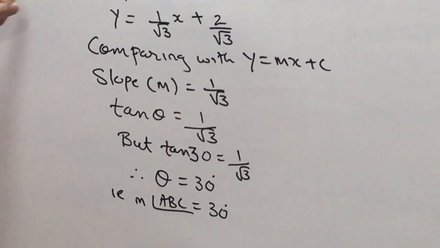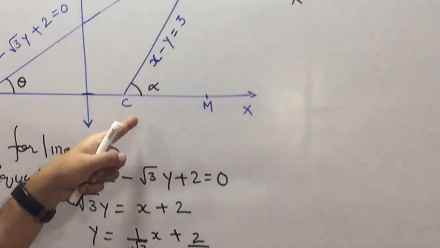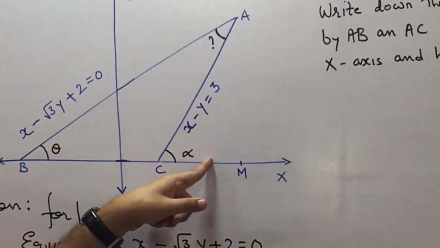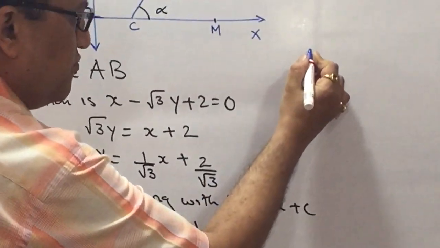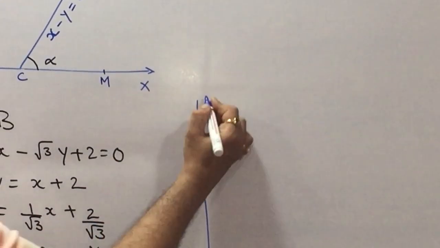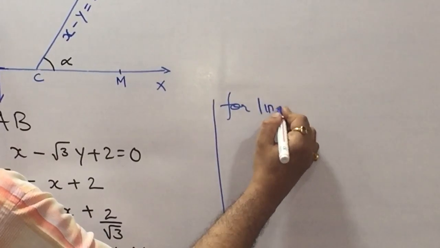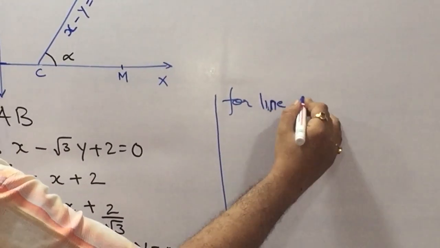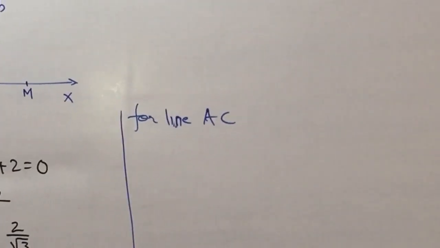On the same lines, whatever we did for AB, we would like to do with AC. Absolutely on the same lines. Only thing over here, it was theta; the angle made over here is alpha. So I'm just using a different marker to understand. So this time it is going to be for line AC.